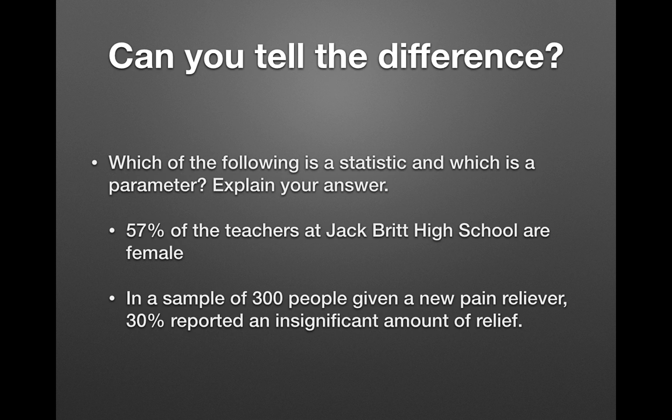Now, if you look at the first sentence, 57% of the teachers at a whole high school are female. We're talking about an entire group of people, an entire population. So what do you think that's going to be? It's obviously going to represent a parameter. Whereas the second sentence is talking about a sample, and the 30% that reported an insignificant amount of relief deals with individuals within the sample. And so that number represents a statistic.